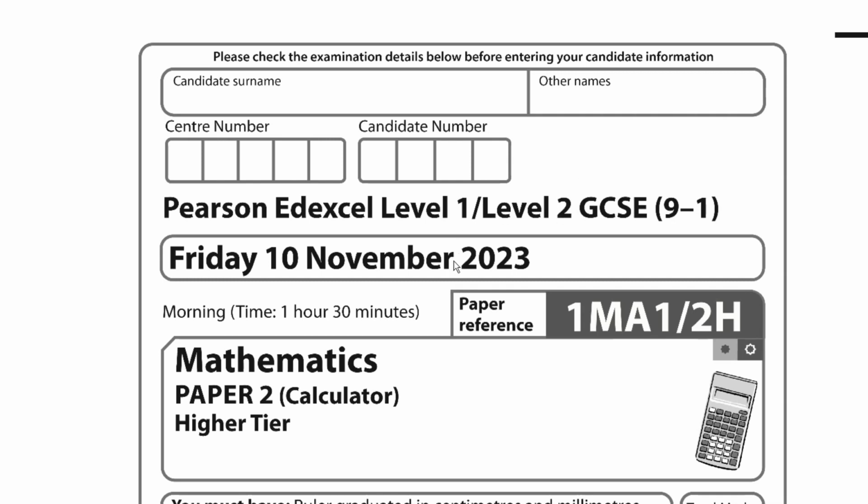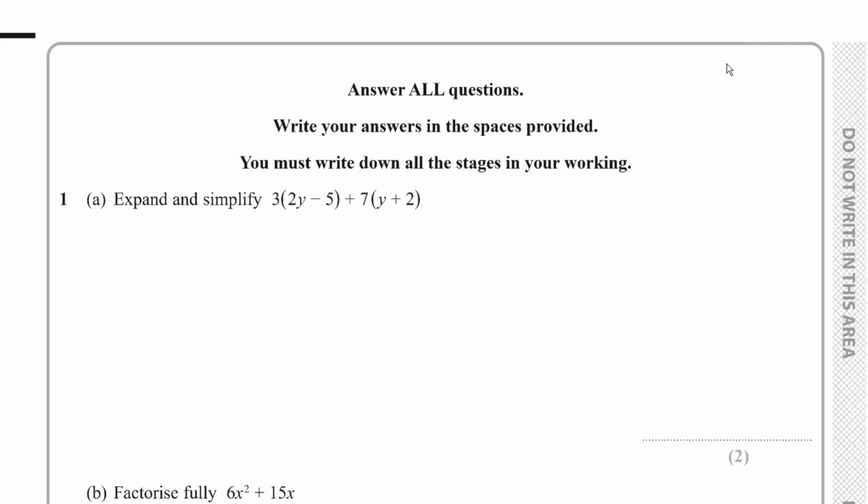This is the EdExcel GCSE 9-1 Maths Paper 2 from the higher tier, and it's from the November 2023 series. Question number 1, part A.